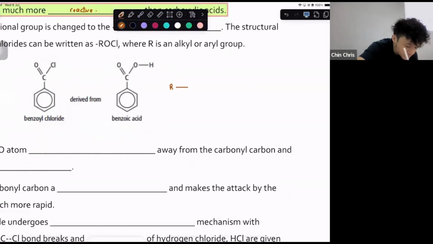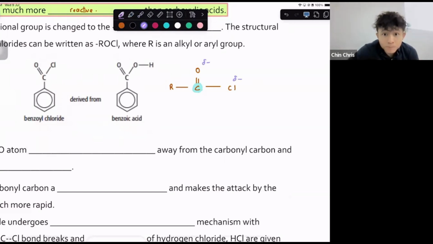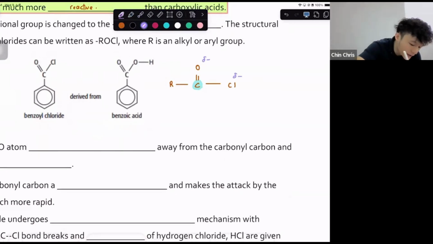Let's look at acyl chloride first. You see, guys, the carbon in the middle is connected to two highly electronegative atoms, oxygen and chlorine. Both are electronegative, which makes the carbon highly electropositive here.